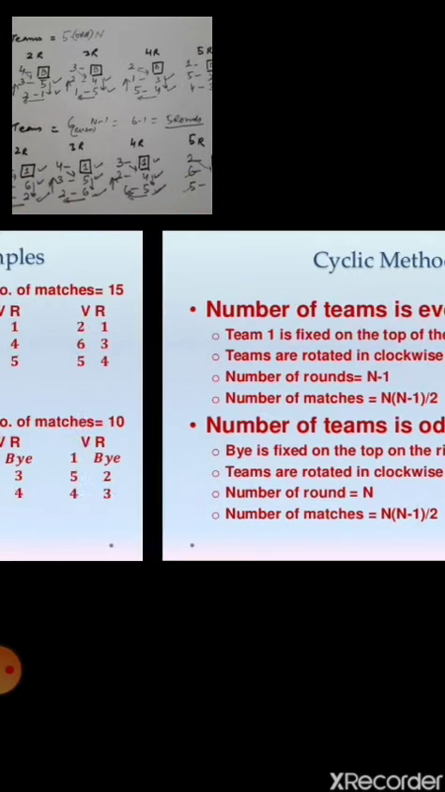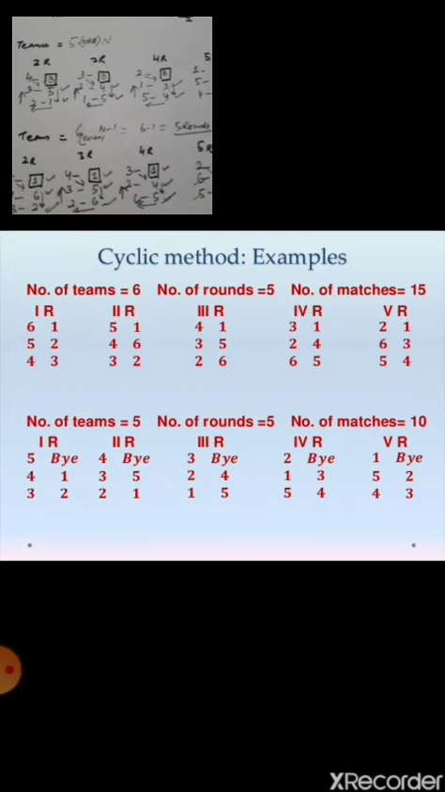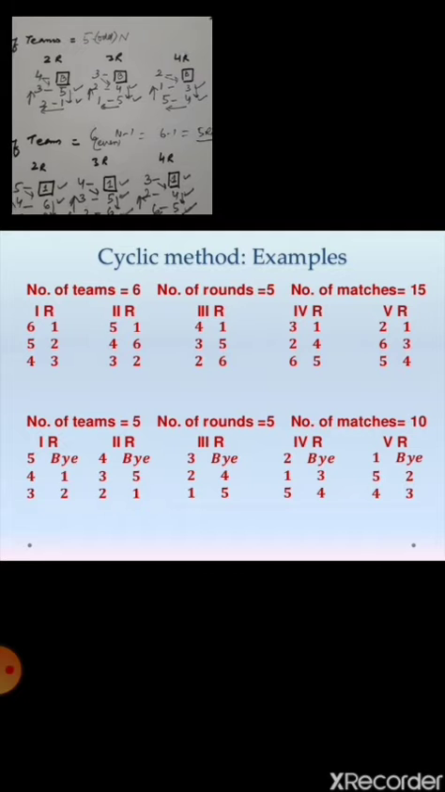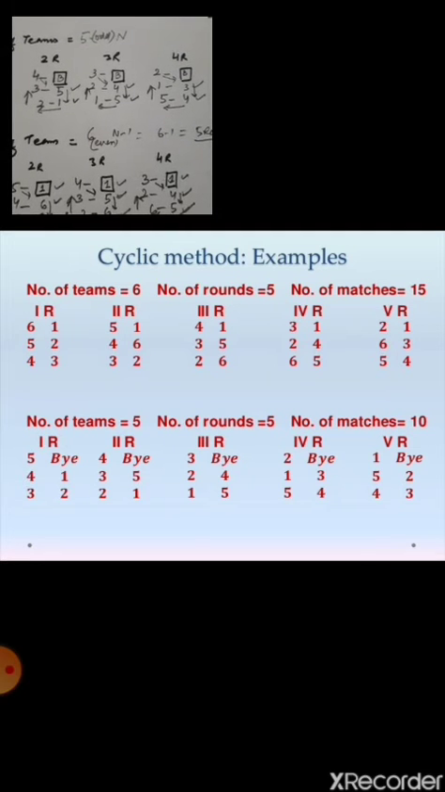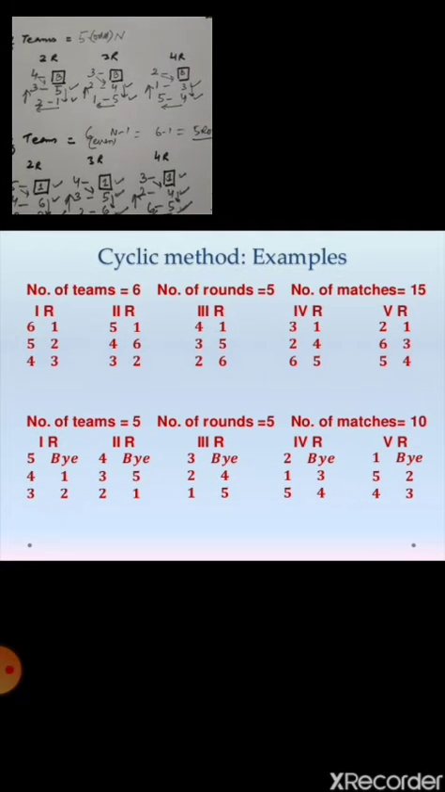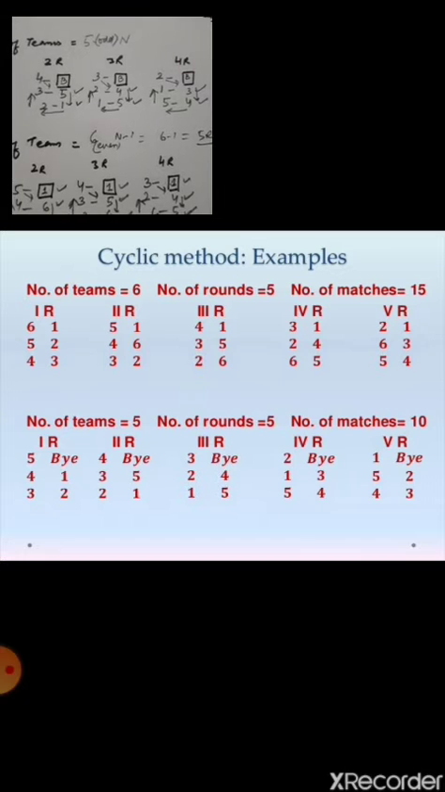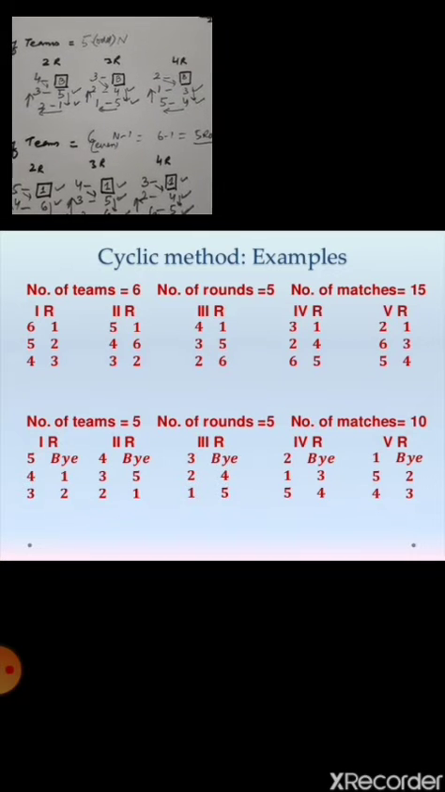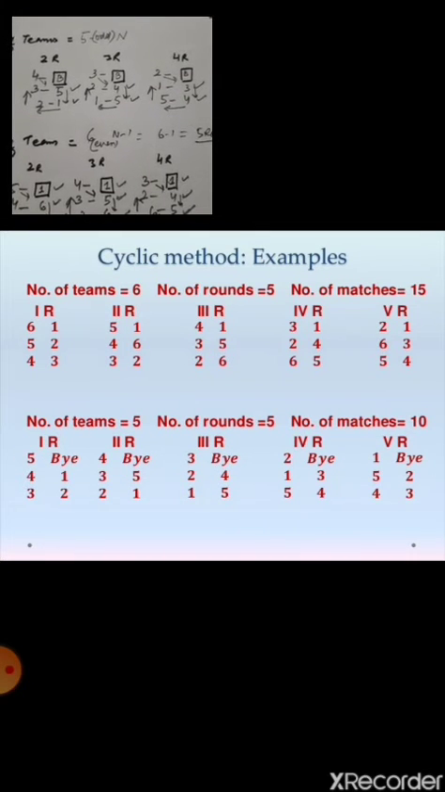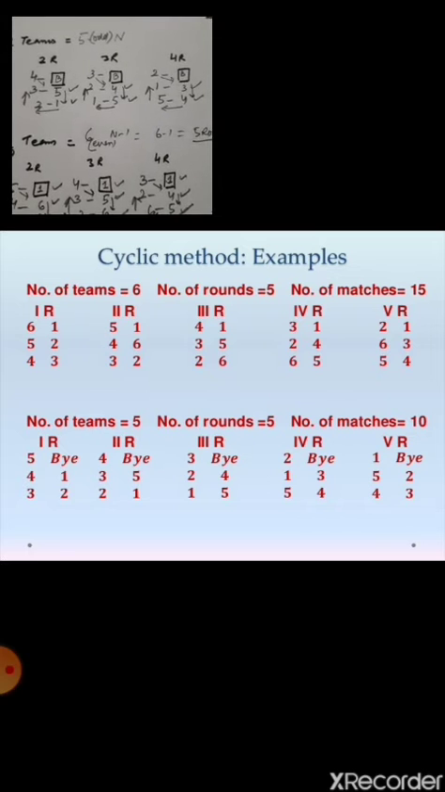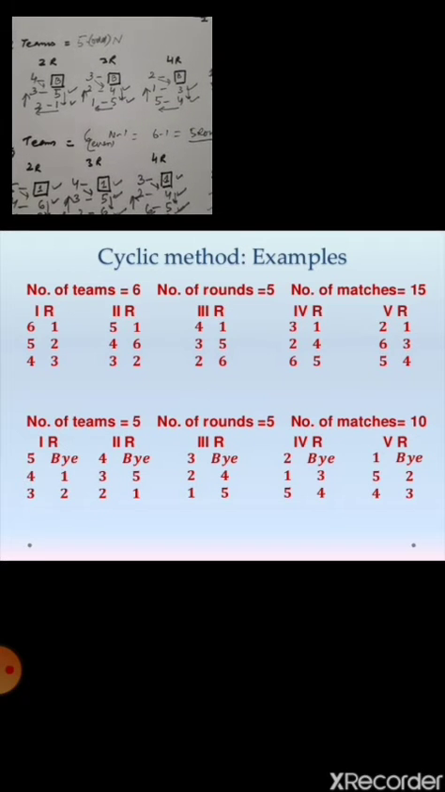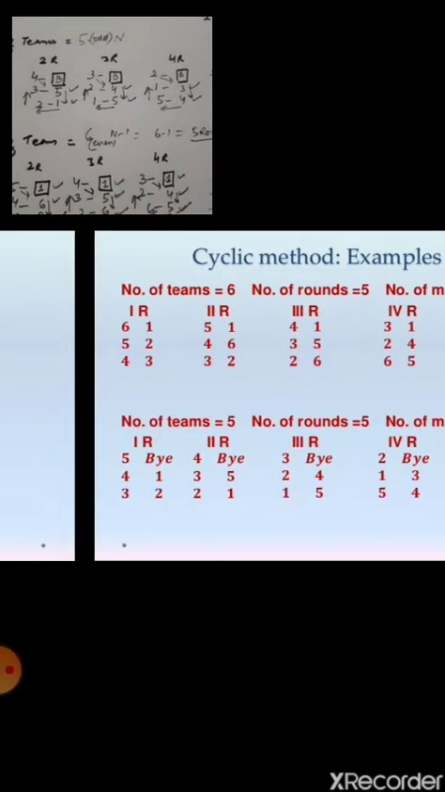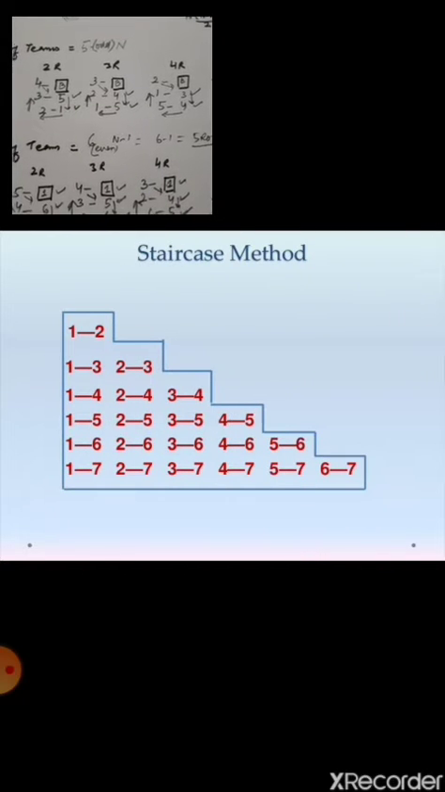Now let's move ahead. Here is an example shown to you. You can practice through it, and here you can place team number 1 in a box, then rotate the teams in a clockwise direction, and the number of matches are also calculated here. We have given 2 examples, 6 teams and 5 teams. Now I will tell you how to draw the fixtures using the staircase method.